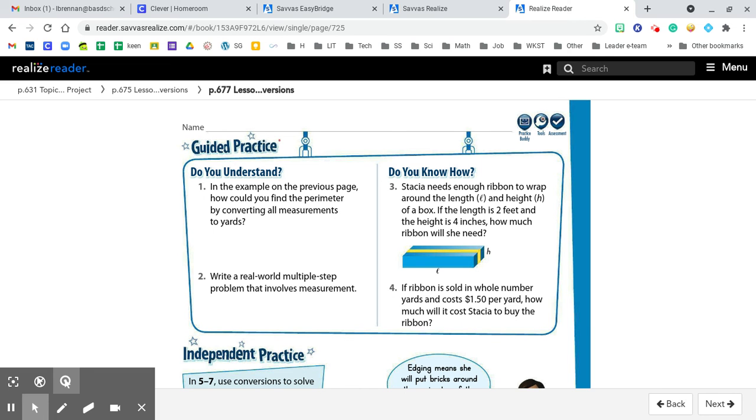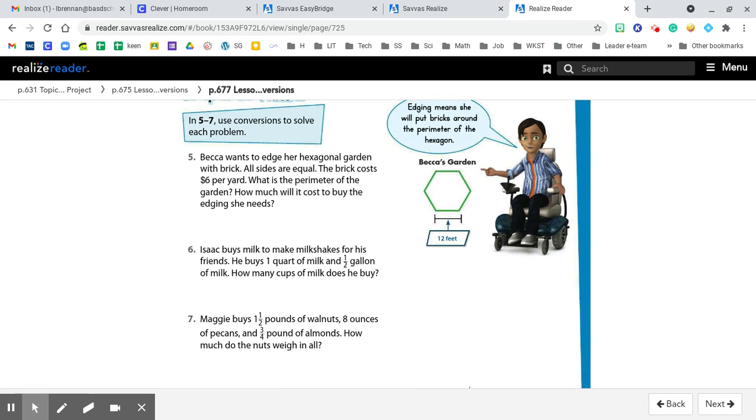So for your independent practice, you're just going to go through and do some problems applying your knowledge of measurement.